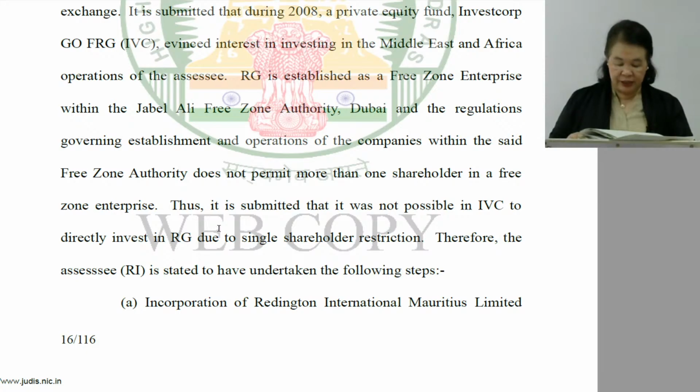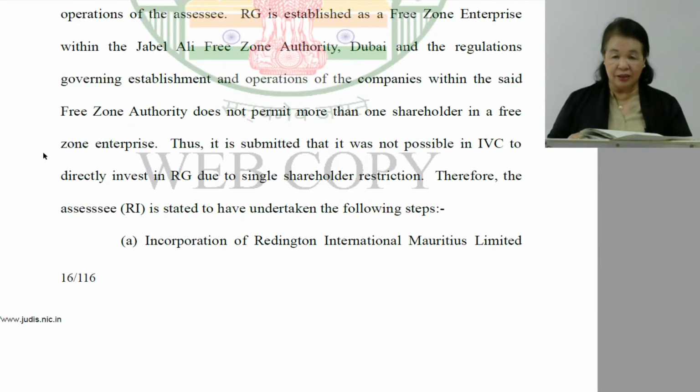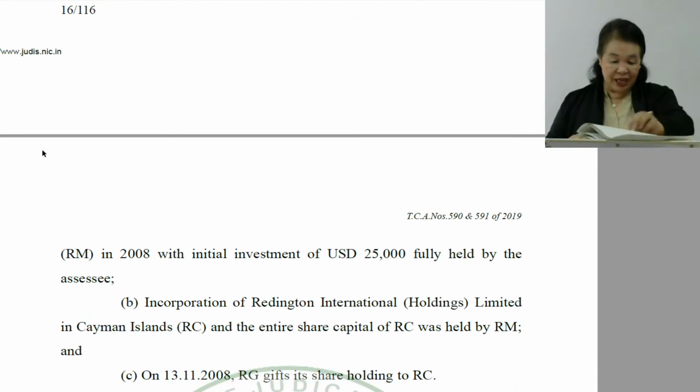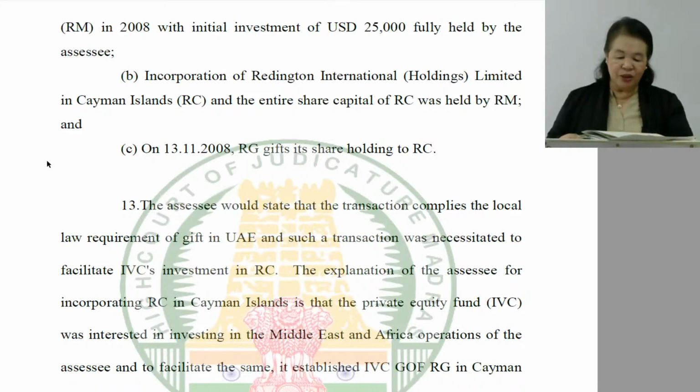Anong ginawa? Assessee. Sino yung mga assessee dito? Redington India Limited. Incorporation of Redington International Mauritius Limited. So itong Mauritius, this is already also another tax haven country. No? So incorporation of Redington International Mauritius Limited, or RM, in 2008 with initial investment of US dollars 25,000 fully held by the assessee.